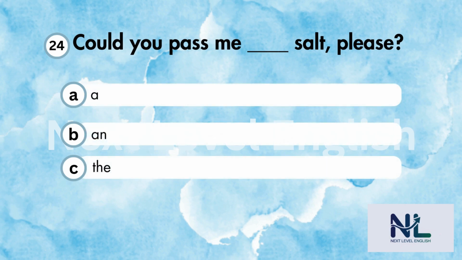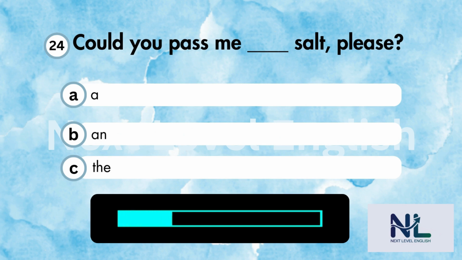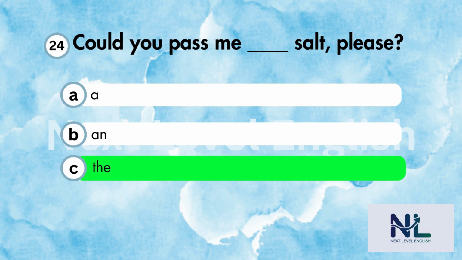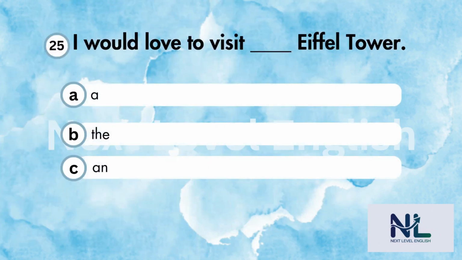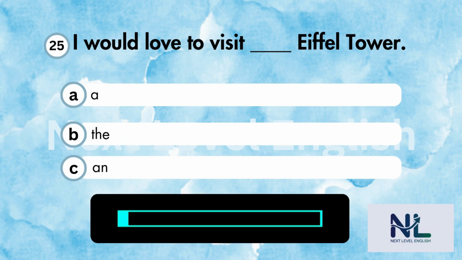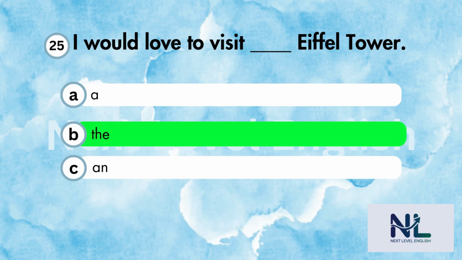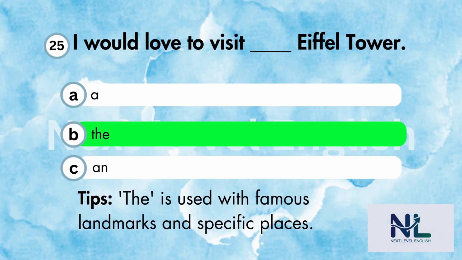24. Could you pass me the salt, please? The. Tips: "the" indicates the salt is specific, likely the one on the table. 25. I would love to visit the Eiffel Tower. The. Tips: "the" is used with famous landmarks and specific places.